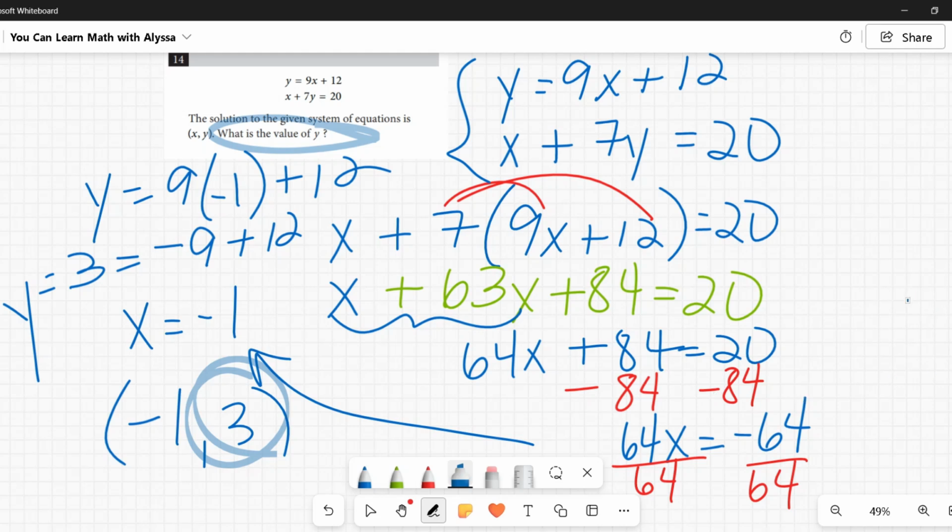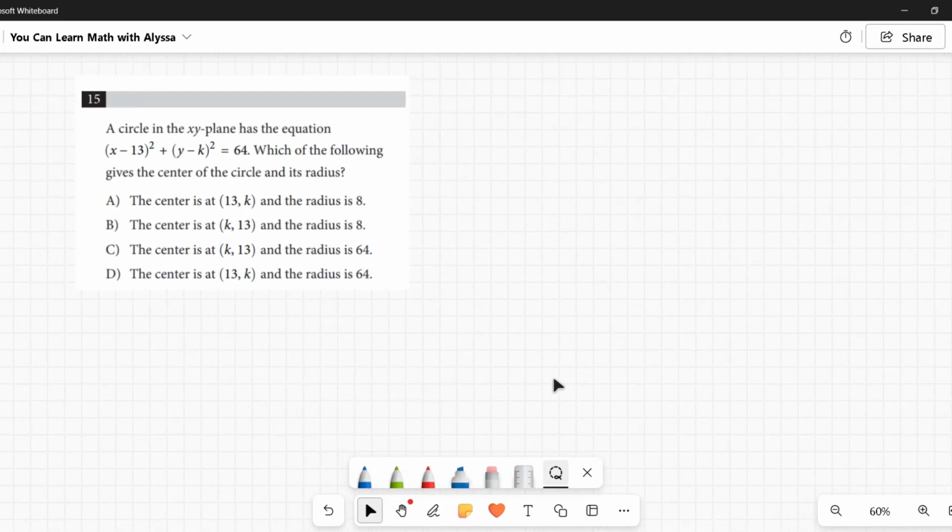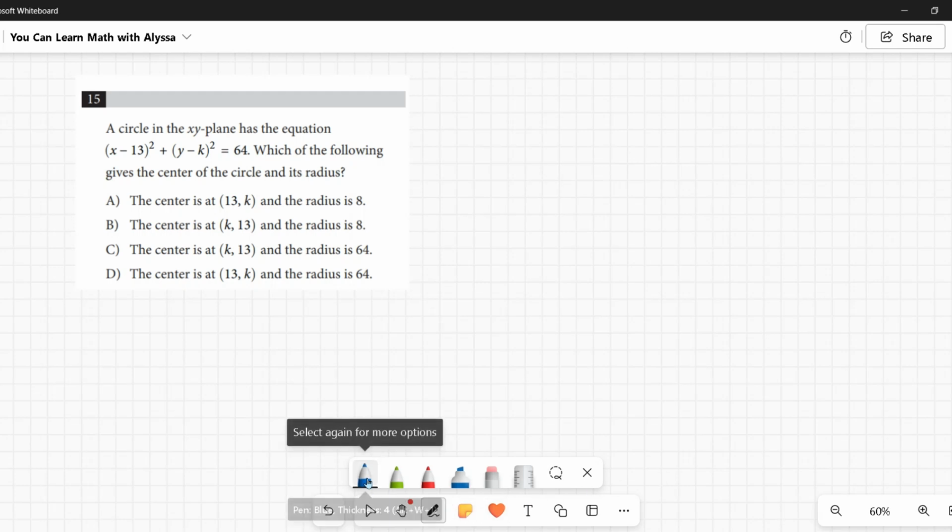All right, that was 14, answer being 3. I'm moving on. Right, 15. A circle in the xy plane has the equation (x minus 13) squared plus (y minus k) squared equals 64. Which of the following gives the center of the circle and its radius?